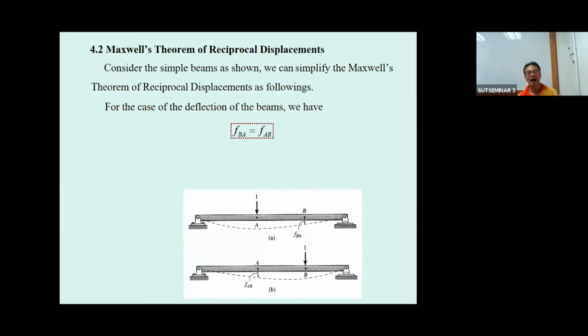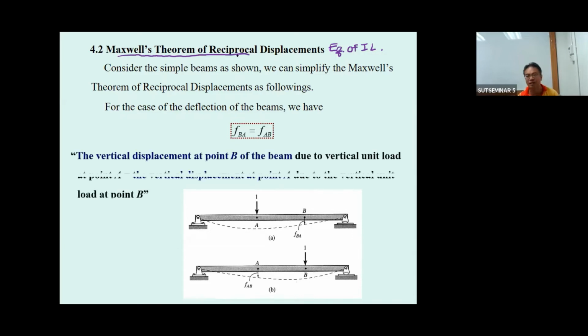Okay, and 4.2, from the introduction, we need to have some more knowledge in order to determine the equation of the influence line. We have to use the Maxwell reciprocal theorem. By the Maxwell reciprocal theorem, there are words here, but I don't like to put the words.